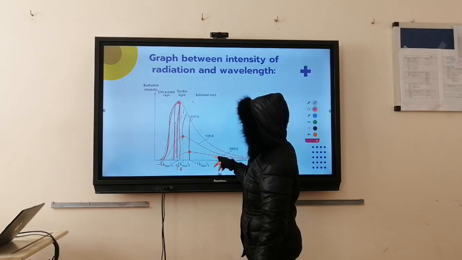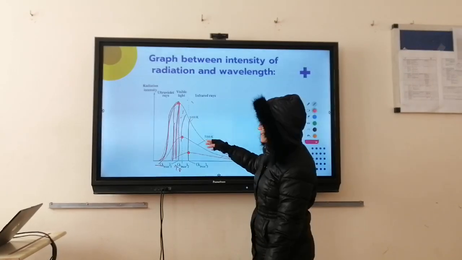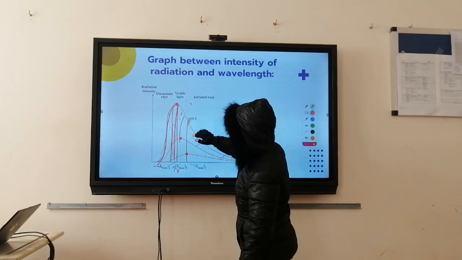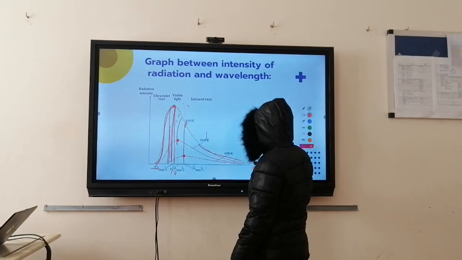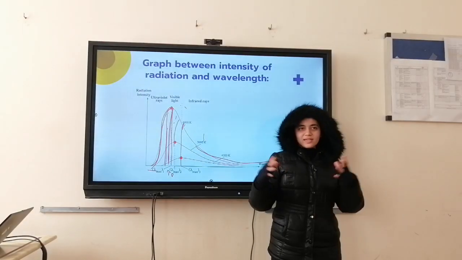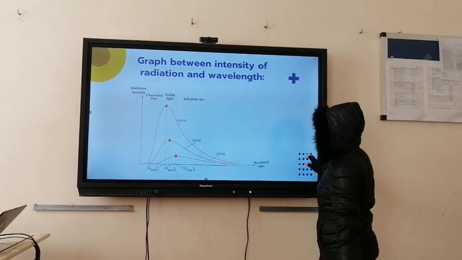After that, we have the infrared rays. The number of photons decreases till it reaches the infrared rays, and it just decreases like that. That was the explanation of the modern physics.